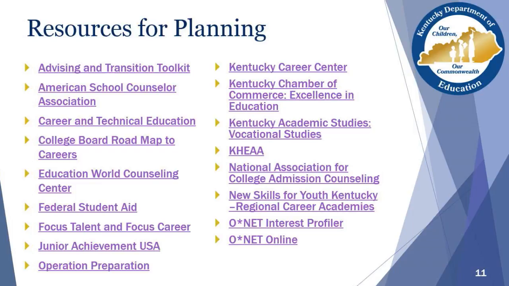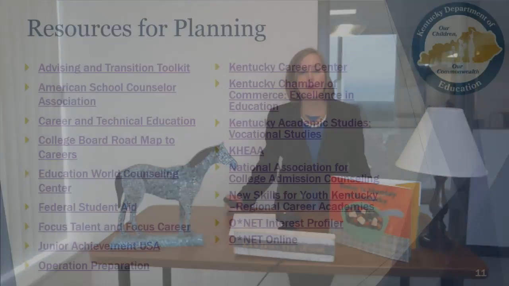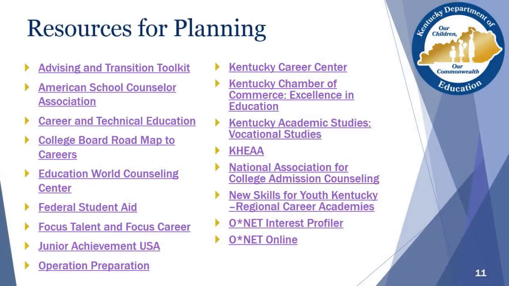I want to point out a couple ones that are just really neat. Junior Achievement is free to our schools. It has an interest inventory if you're thinking, how do I do this? It has some curriculum. KIA is a great website to use, the Kentucky Career Center, Chamber of Commerce. The O*NET Interest Profiler and O*NET Online are used by our workforce development in our state, and they're free. The Focused Talent and Focused Career opportunities are free for our districts.